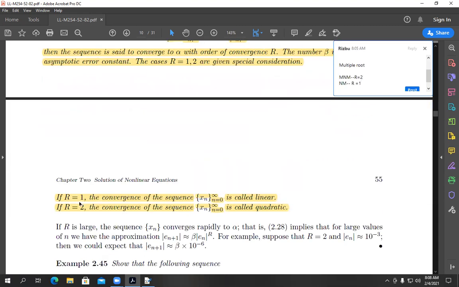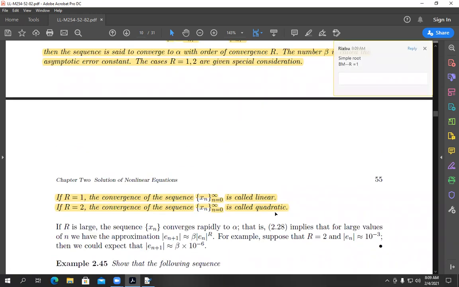Now, if we have R equal to 1, then we call the convergence of the sequence linear. The order of convergence of the method is linear. Linear means slow. And if R equal to 2, then the convergence of the sequence of the method is quadratic. Quadratic means fast.